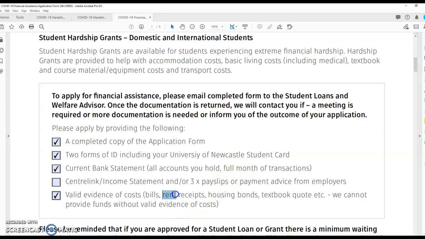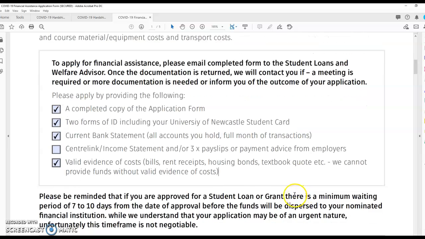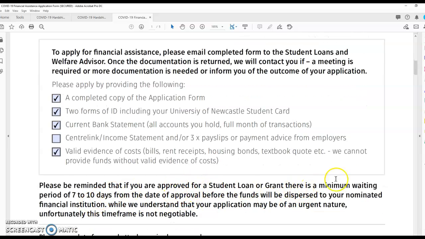So you can demonstrate and show how much rent you are paying for your accommodation or your housing bond. Perhaps it's how much your textbooks cost for your course. Whatever it is, you do need to supply valid evidence of costs. As you can see here, it says we cannot provide funds without valid evidence of costs. So if you don't include any evidence of costs you have, your application will not be approved. There's a note here to remind you that there is a minimum waiting period of 7 to 10 days.